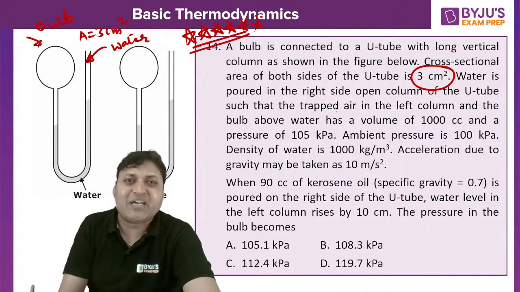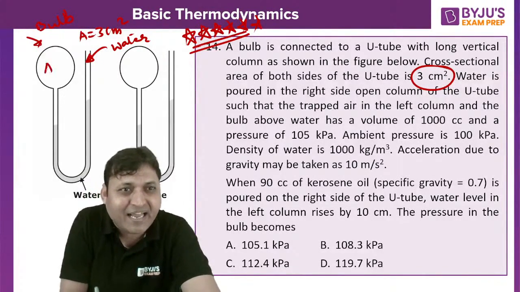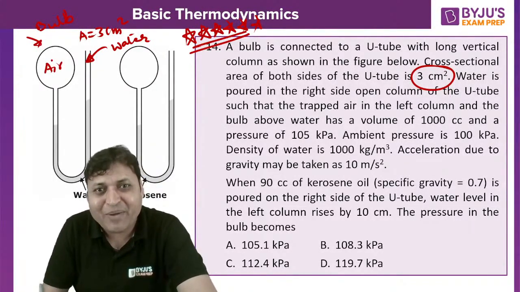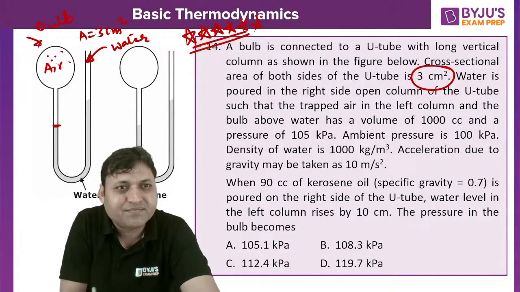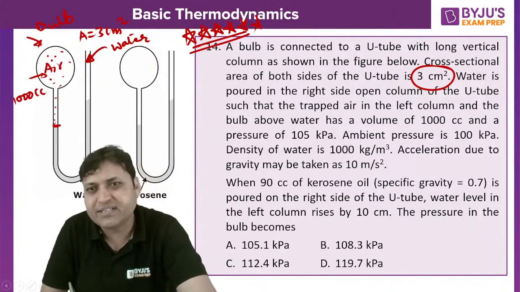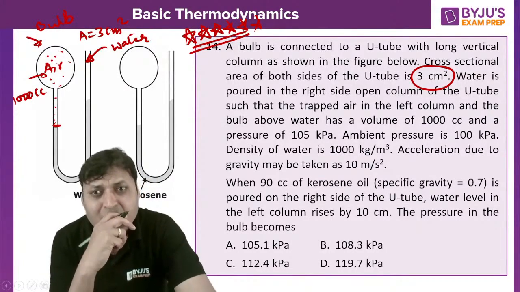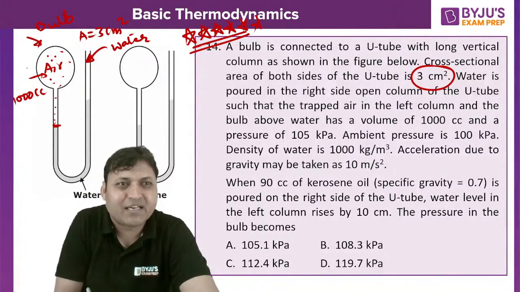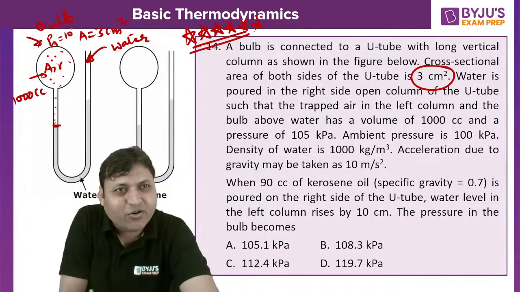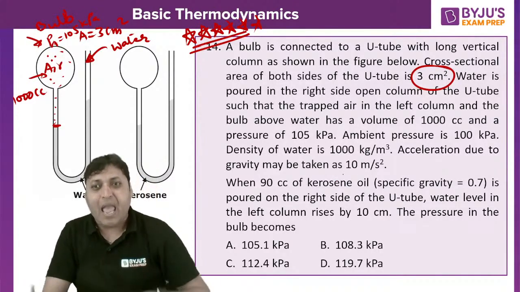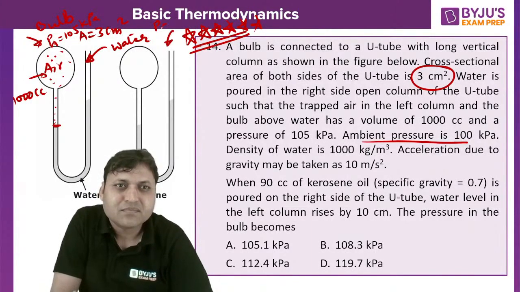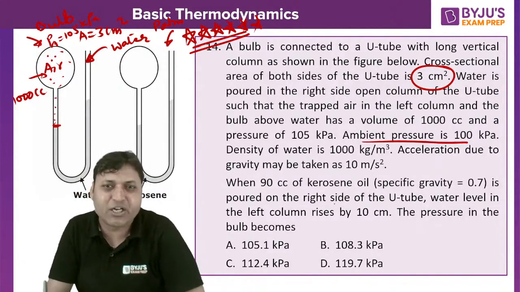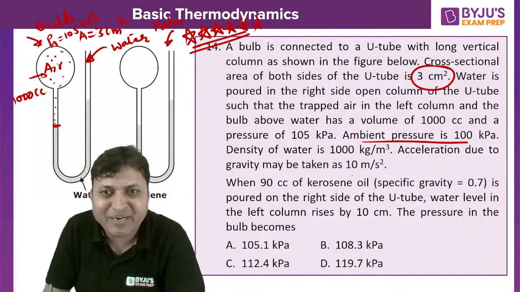In the right side open column of the U-tube, such that the trapped air in the left column, there is air in the bulb. The left column and the bulb above water has a volume of 1000 cc. This is the volume which is 1000 cc. And a pressure of 105 kilopascal. So PA is equal to 105 kilopascal. Ambient pressure is 100 kilopascal. Outside pressure, here the pressure is PATM. Atmospheric pressure is 100 kilopascal. Density of water is given as 1000. Acceleration due to gravity may be taken as 10.